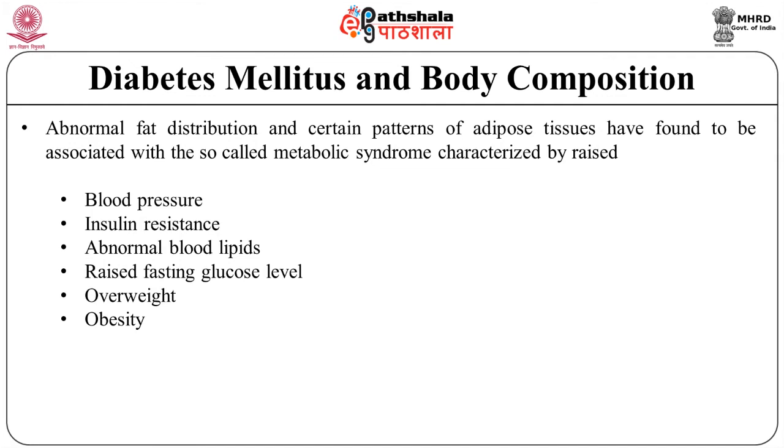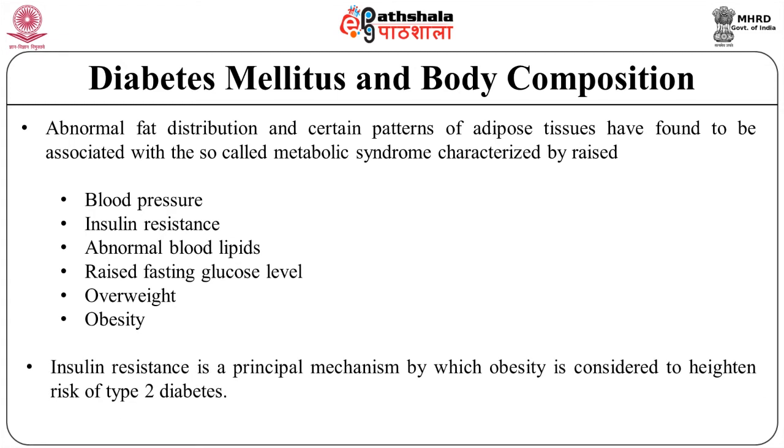Abnormal fat distribution and certain patterns of adipose tissues have been found to be associated with the so-called metabolic syndrome, commonly known as MS. It is characterized by raised blood pressure, insulin resistance, abnormal blood lipid levels, raised fasting glucose level, overweight and obesity.